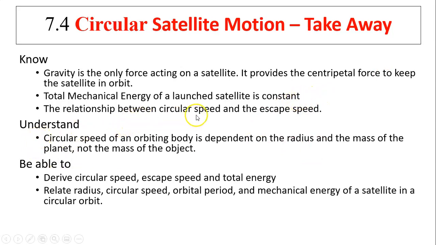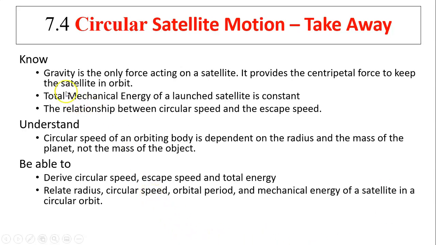The relationship between circular speed and escape speed: remember, escape speed is square root of 2 times the circular speed. You can also derive that by setting the total energy equal to 0 to find escape speed and see how it's related to circular speed. So you should be able to derive all that, all right? Understand the circular speed of an orbiting body depends on the radius, how far it is from the center of the Earth, and the mass of the planet, such as Earth, not the mass of your satellite at all. Be able to derive circular speed, escape speed, and total energy.